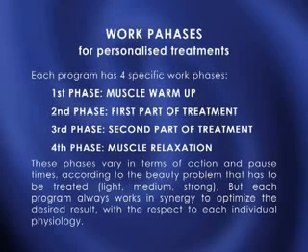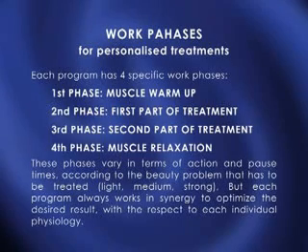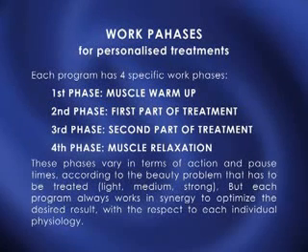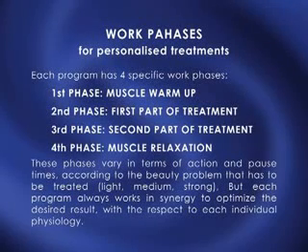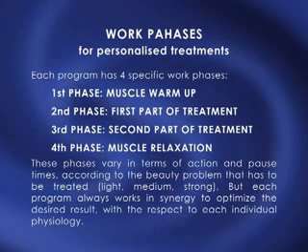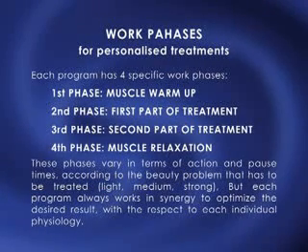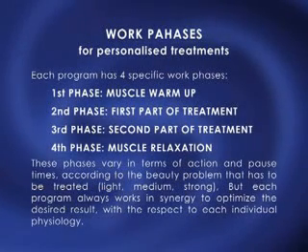Work phases for personalized treatments. Each program has four specific work phases. First phase, muscle warm-up. Second phase, first part of treatment. Third phase, second part of treatment. Fourth phase, muscle relaxation. These phases vary in terms of action and pause times, according to the beauty problem that has to be treated: light, medium, strong. But each program always works in synergy to optimize the desired result with respect to each individual physiology. The treatment is now over.